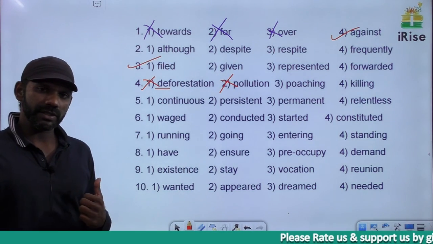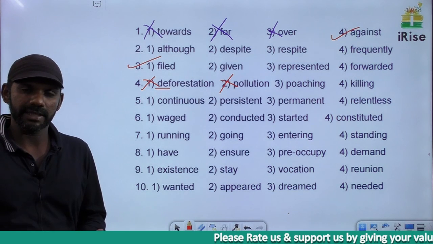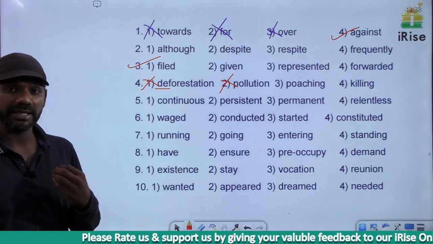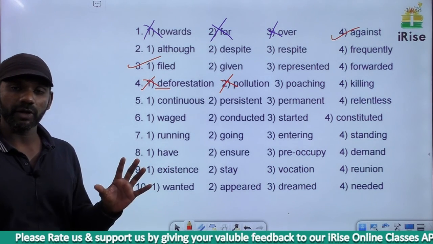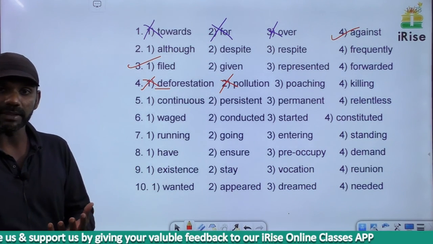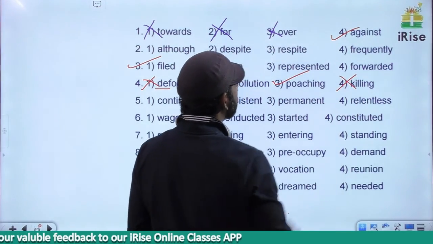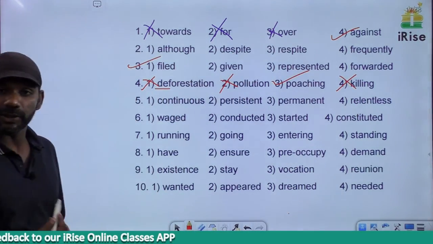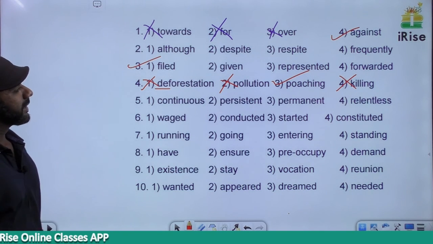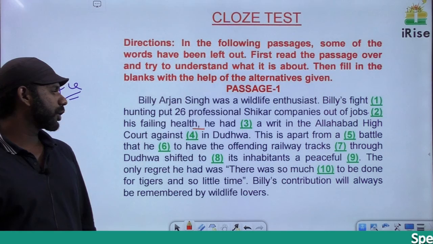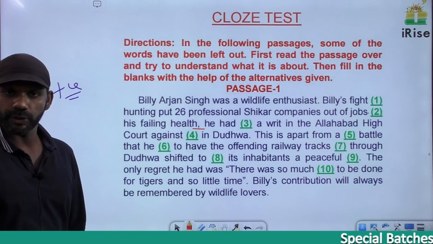Now in the passage, he is against hunting. Hunting means killing animals. Killing is a very general term. In this context, we're talking about killing animals, and killing animals is termed as poaching. So option 4 is eliminated. It must be 3, poaching. So he had filed a writ in the Allahabad High Court against poaching in Dudhwa.